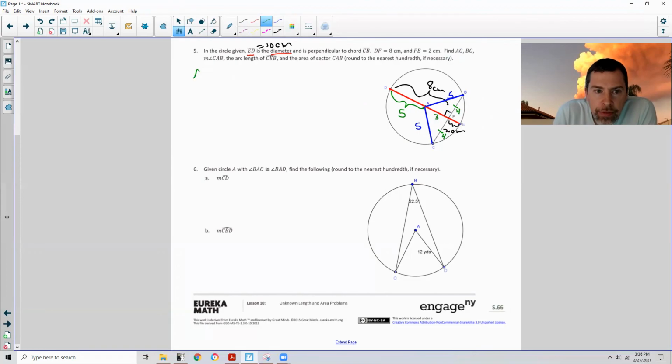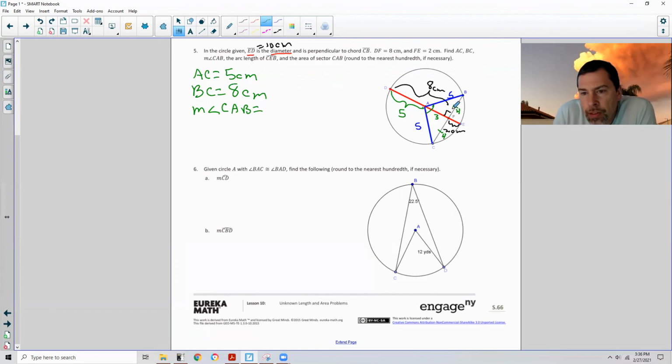Okay, so let's answer these questions now. AC equals 5 centimeters because it's a radius. BC equals 4 plus 4, which is 8 centimeters. Okay, and what else do we need? The measure of angle CAB equals, and here's C, here's A, here's B. So they want this whole angle right here.